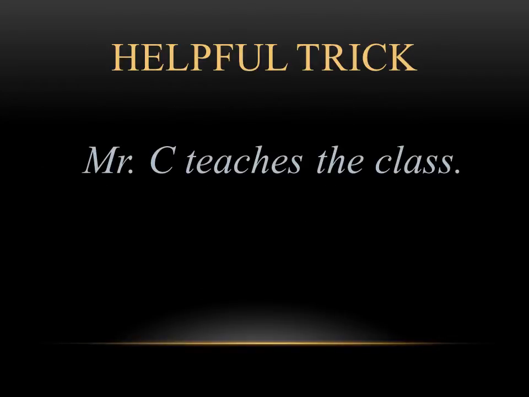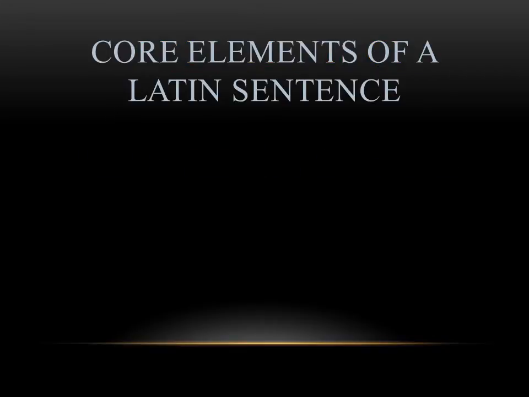So again, let's take another look at our sentence. Mr. C teaches the class. If we work backwards, we can see that the action here is teaches. So this has to be our verb. And from here, we can say who teaches. The answer, Mr. C. This is how you work backwards to find a subject when you start with the verb.